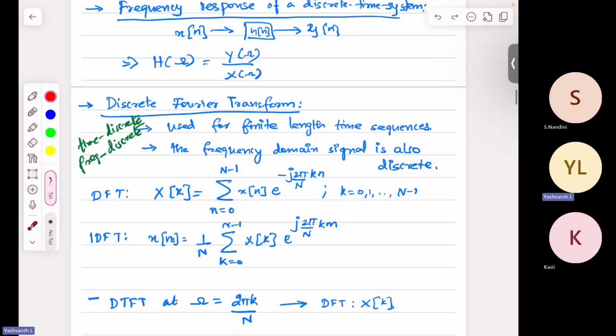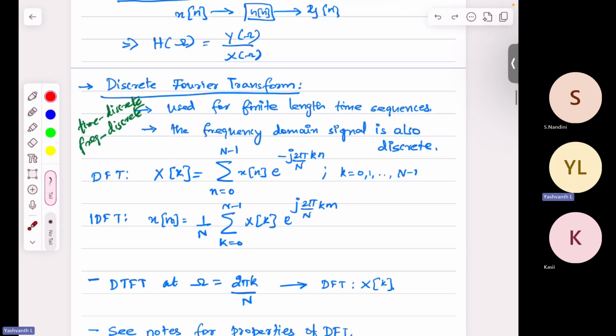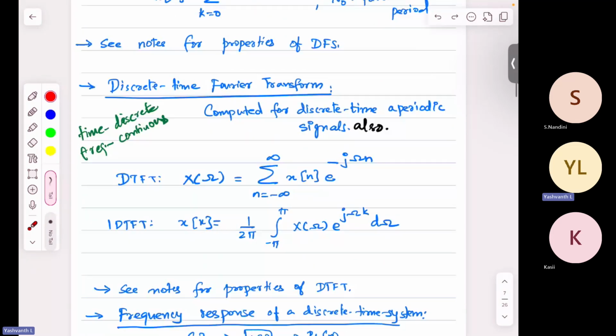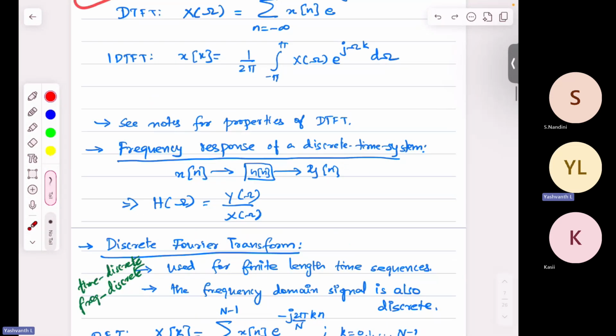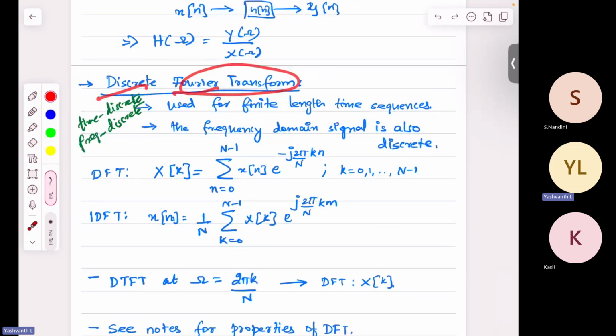And the last important, but not the least important, topic of the course was the discrete Fourier transform, which is used for a finite length sequence. The main difference between the discrete Fourier transform and the discrete time Fourier transform is that in the discrete time Fourier transform, the time domain is discrete but the frequency domain is continuous. But in the discrete Fourier transform, both time and frequency domains are discrete in nature. That is the main difference. The frequency domain signal is also discrete in the discrete Fourier transform.